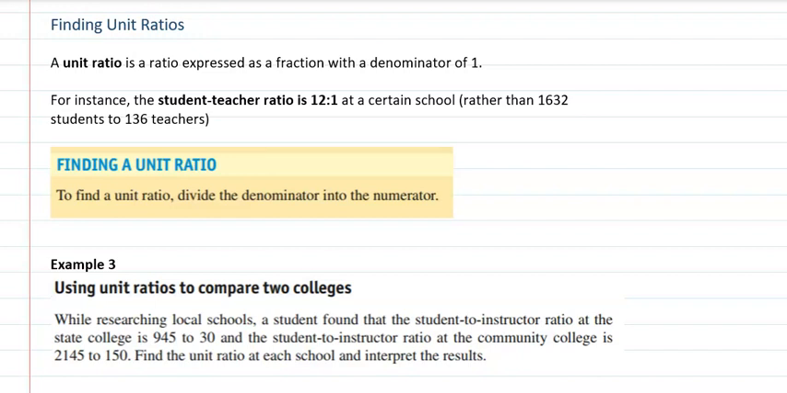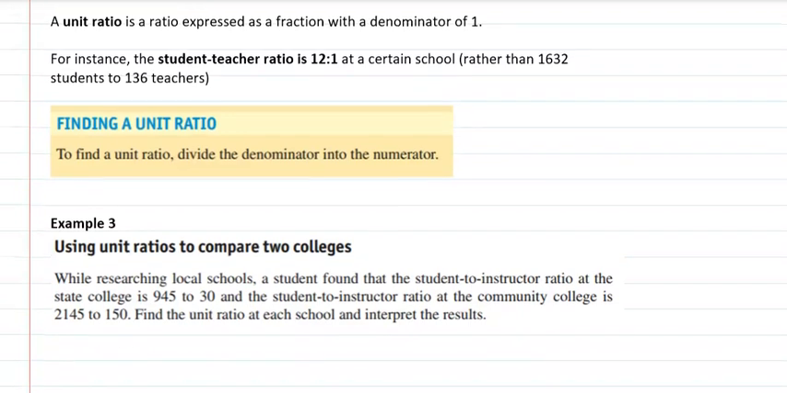So to find a unit ratio, you're going to divide the top by the bottom, or the denominator into the numerator. All right, so let's look at an example. While researching local schools, a student found that the student-to-instructor ratio at State College is 945 to 30. And at the community college is this other ratio here. So we're going to find the unit ratio for each school so that we can compare them.